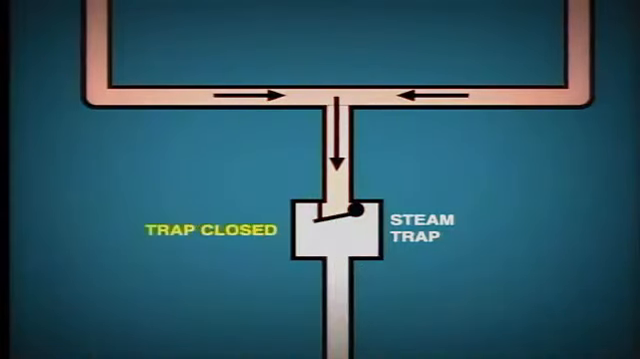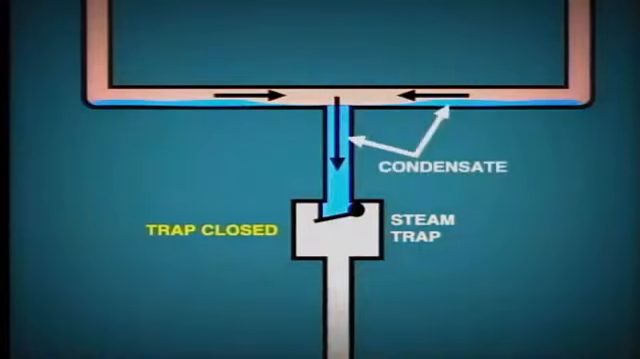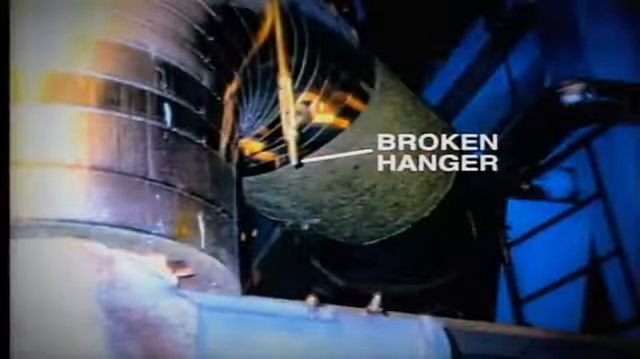Conversely, if the trap remains closed, then condensate will accumulate inside the auxiliary steam piping. In this case, we will probably be made aware of the problem by water hammer in the pipework. This occurs as the water flashes into steam intermittently. The water hammer can produce considerable mechanical movement and shock to the steam pipework, and may result in broken hangers and supports, as well as leaks at valves and other equipment connections.